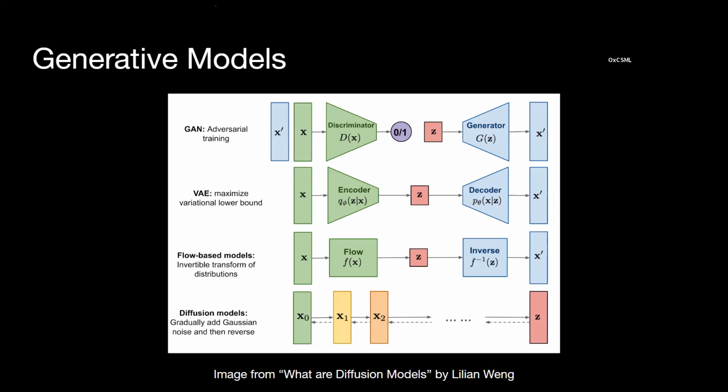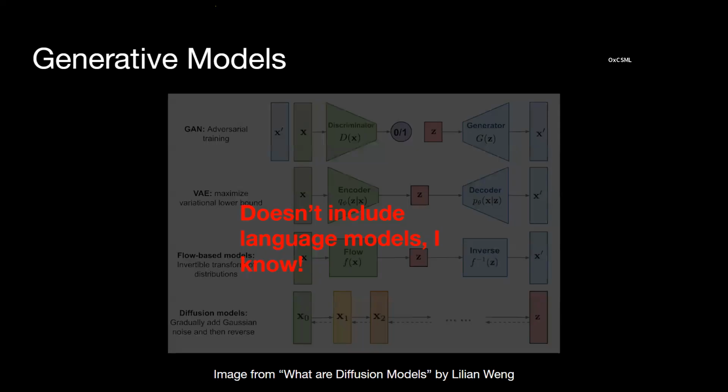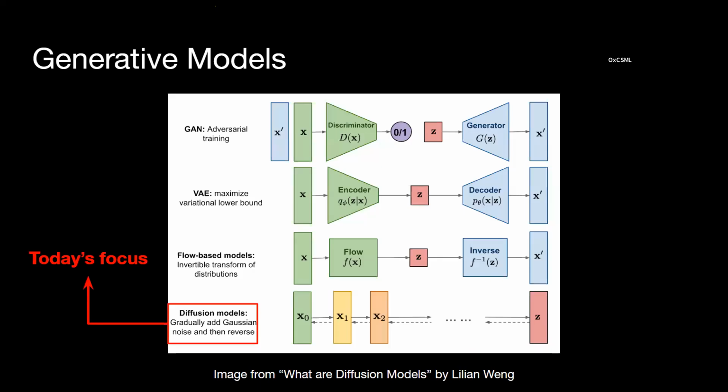Then we have VAE, which we will come back to in this talk in a moment. Then we have flow-based models. I'm not sure if anyone even uses flow-based models these days. Then we have diffusion models, which is going to be the main topic of today's talk. So again, the final disclaimer: this doesn't include large language models, I know.